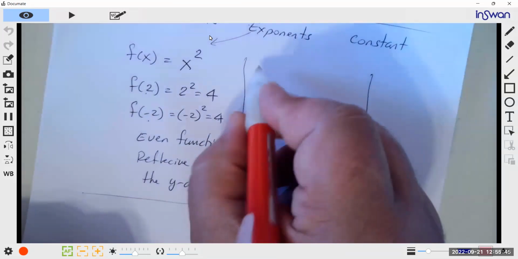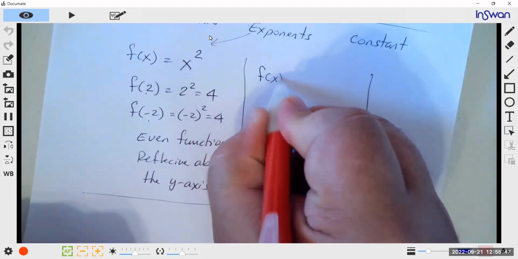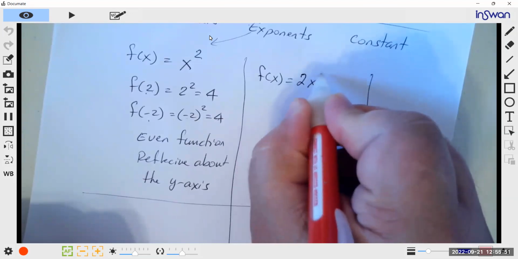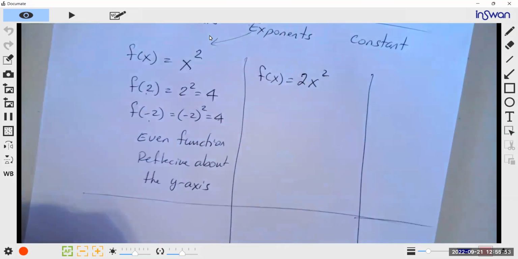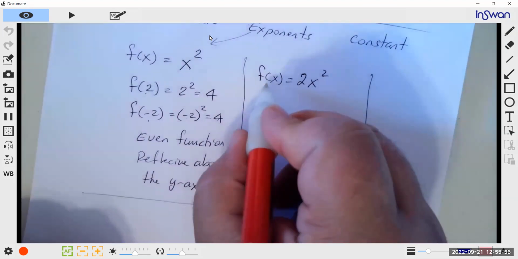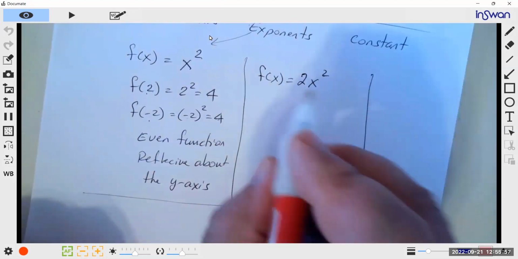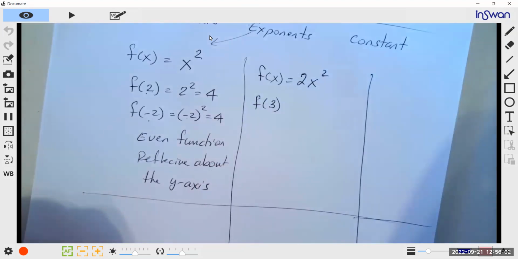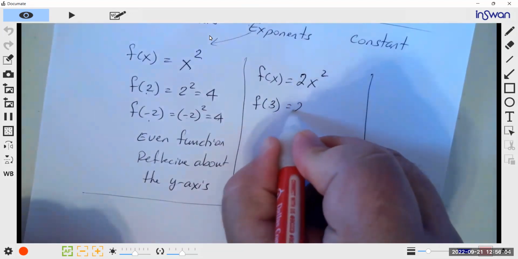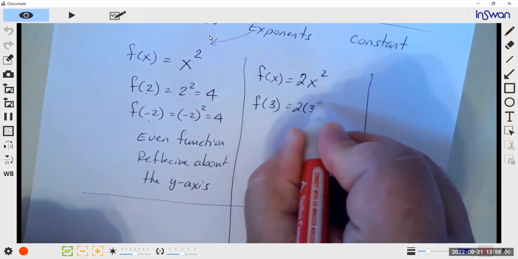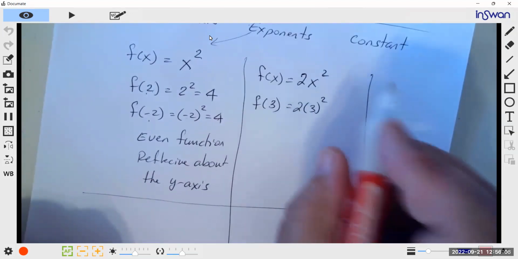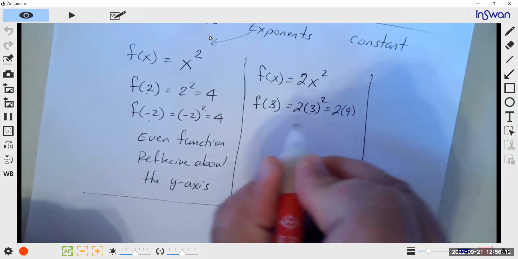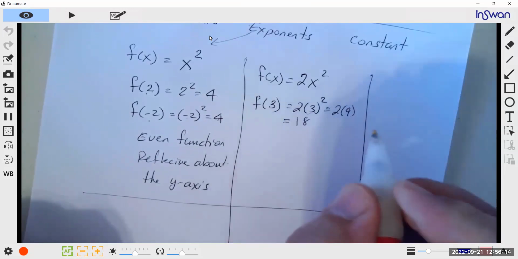Okay, so let's look at what happens. Does anything happen if I put a coefficient in front of the function? And even exponents. I'm going to do 3 this time. 2 times 3 squared. 3 squared is 9. 2 times 9 is 18.